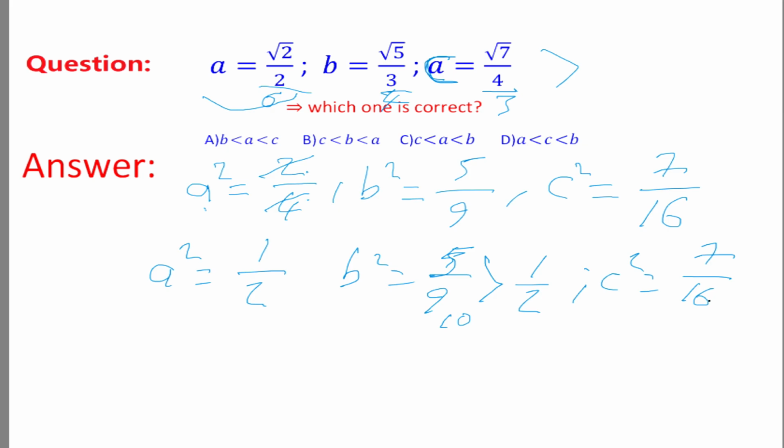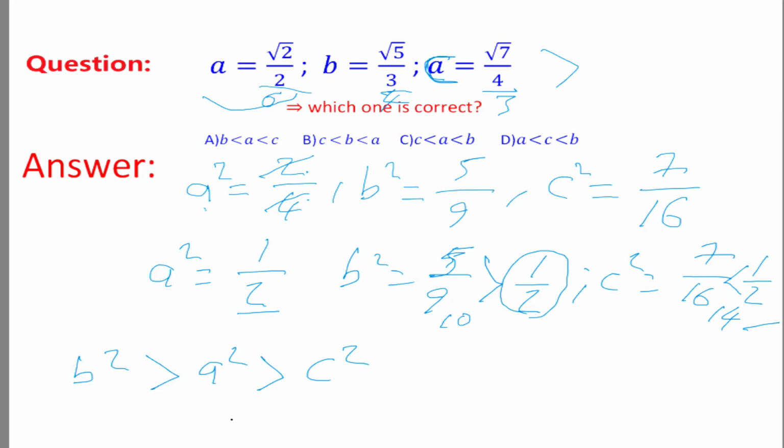If the denominator becomes 14, guys, 7 divided by 14 is 0.5, as with A square. But because 16 is greater than 14, this number is less than 1 divided by 2, guys. So we have a number B square which is greater than half, and we have a number which is half, and we have a number which is less than half. And we can easily compare those numbers. So we will say that B square is greater than A square, and that is greater than C square.